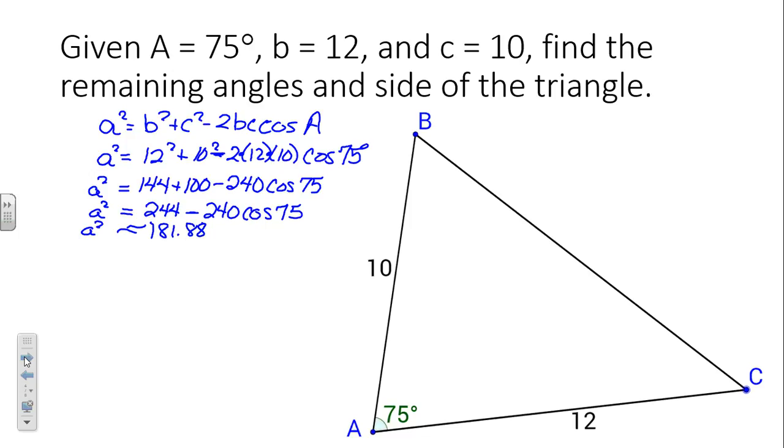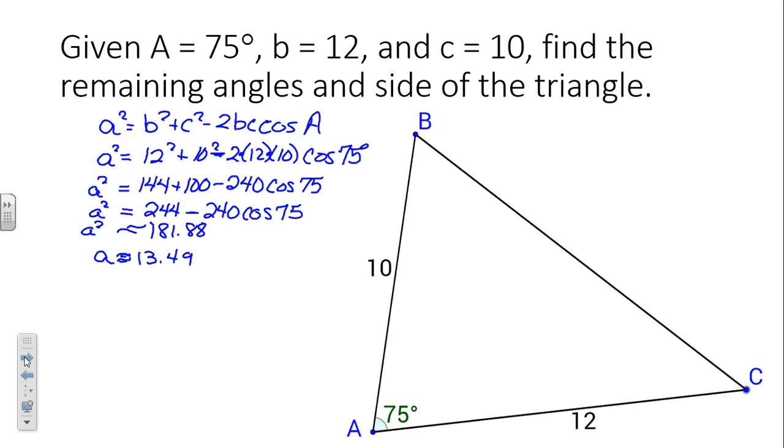So square root. And we get 13.49. Equal to. Okay. And then from there, law of sines again, right? Find another angle and then 180 minus. Okay? Does anybody need to see more of that, or you're good?